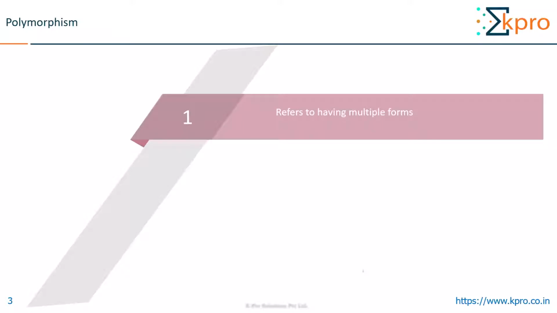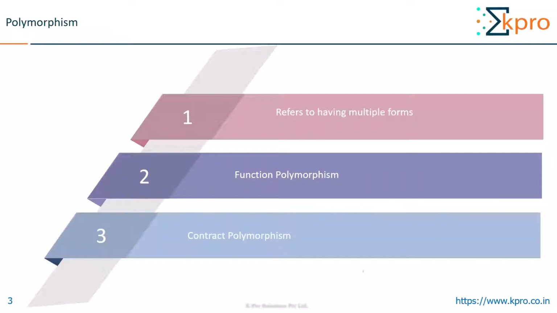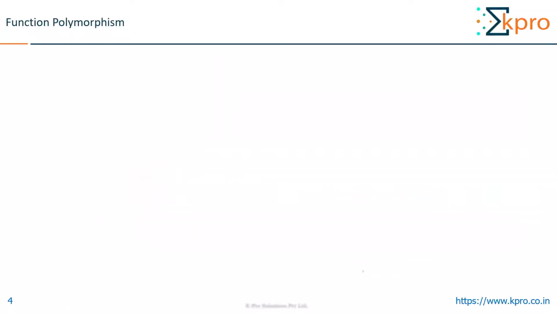So polymorphism refers to anything that has multiple forms. In Solidity, there are two types of polymorphism. The first one is function polymorphism and the second one is contract polymorphism. Now let us see what is function polymorphism.